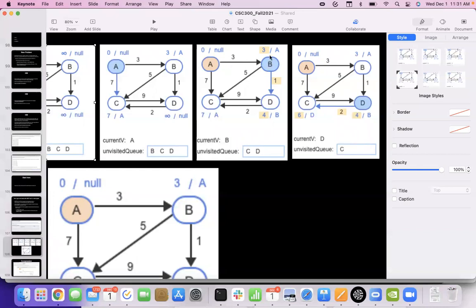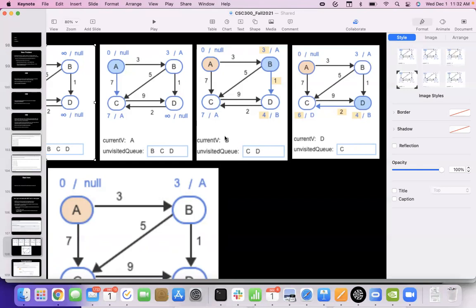3 got us here. So B started off as a 3. 3 plus 1 is a 4. That's what it took to get to a D. 3 plus 5 is an 8. That's what it took to get to a C, which isn't as good as our original path to a C, which was only 7. All right, so we've marked those couple things up. So we're done with the B.